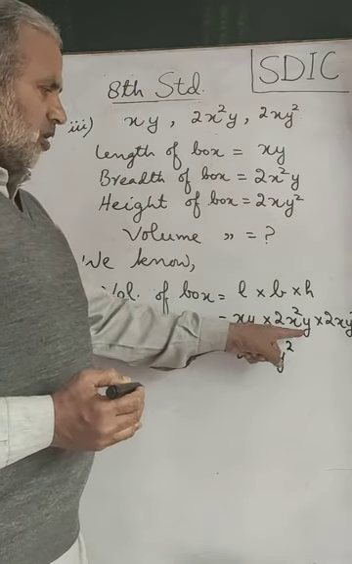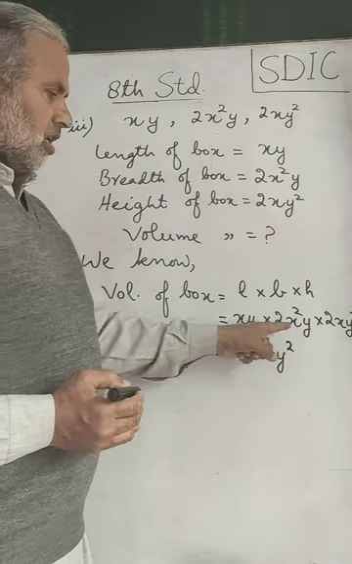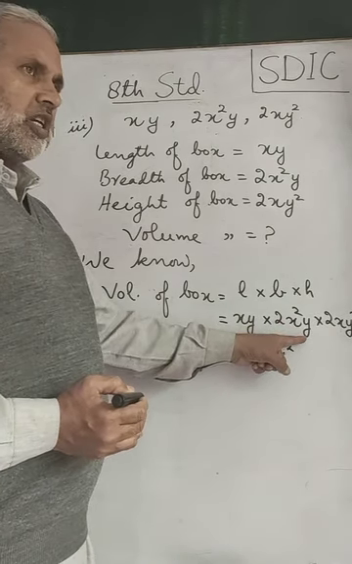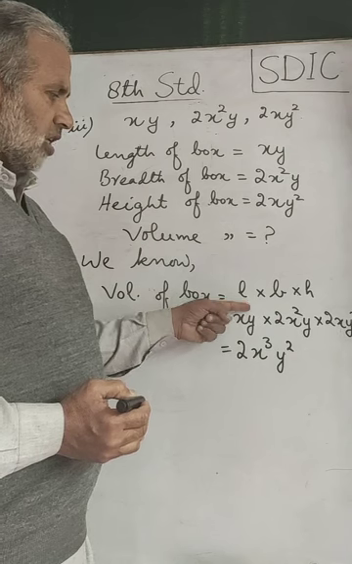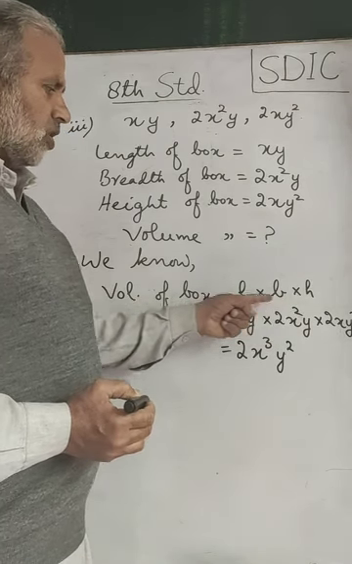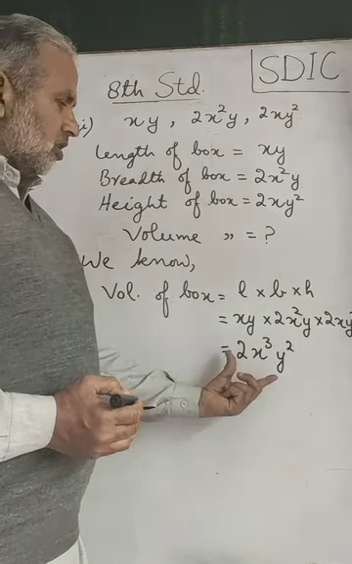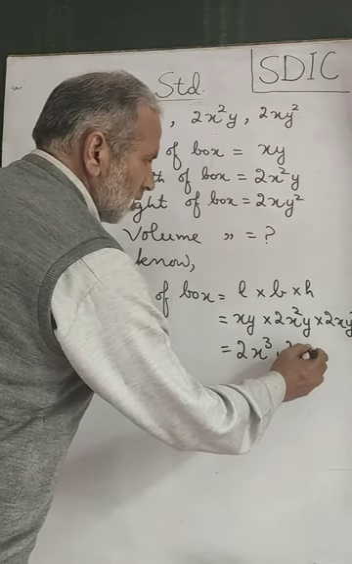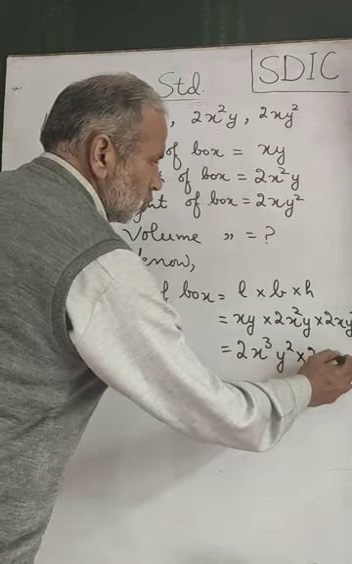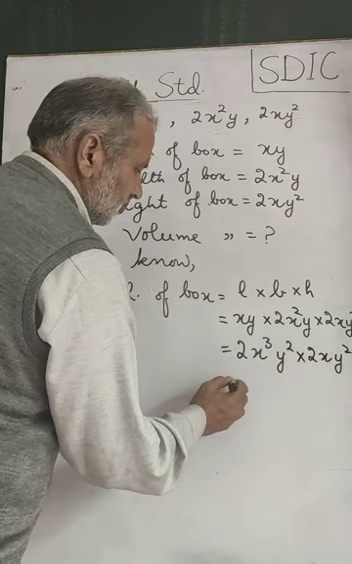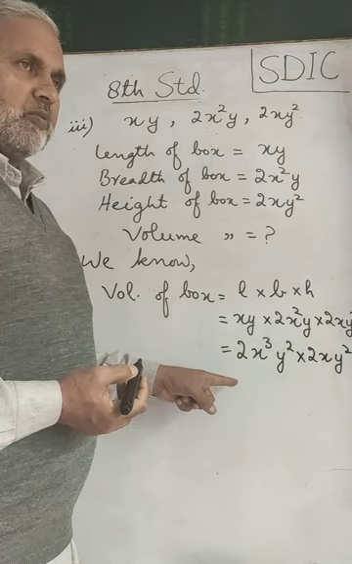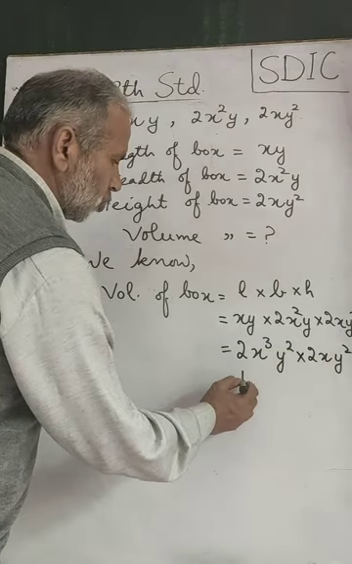Y variable also appears in both the monomials. So use of law will be there. Bases are same. Powers are added. What do we have the power here? 1. Here also 1. 1 plus 1 becomes 2. This is the product of the first two monomials. Now this product we have to multiply by the third monomial, 2xy square. What will we get? Coefficients when multiplied will give you 4. 2 twos are 4.